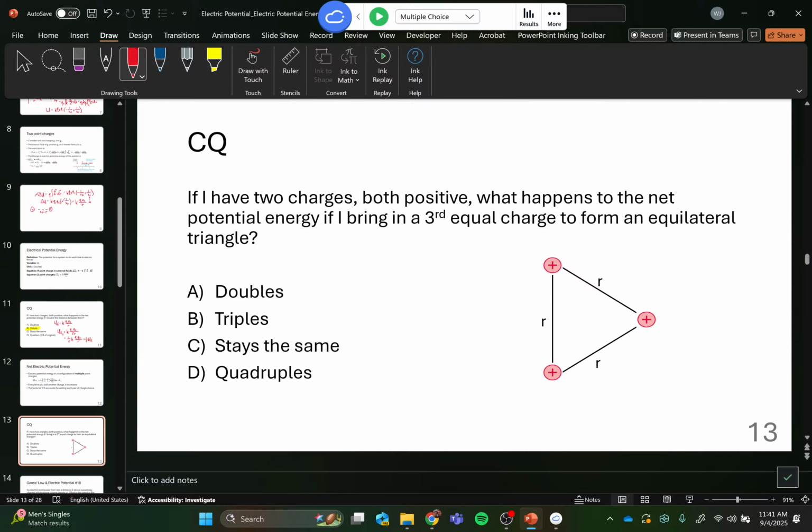All right. So, I'm going to have you all think about this. If I have two charges, both positive, what happens to the net potential energy by bringing a third charge? And so here's my reminder to you all. The energy due to just two charges. But if I bring in the third charge, what's going to happen to my energy in the system? Will my new energy be 2 times this original? 3 times the original? The same or quadruple?